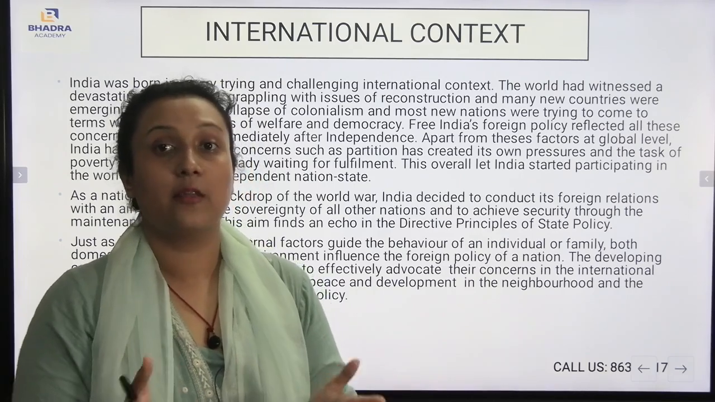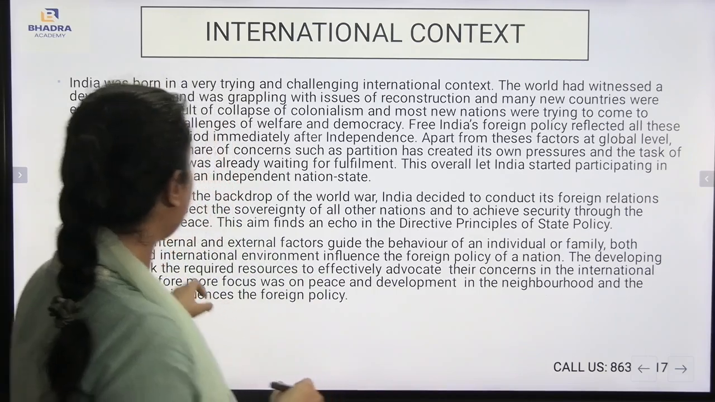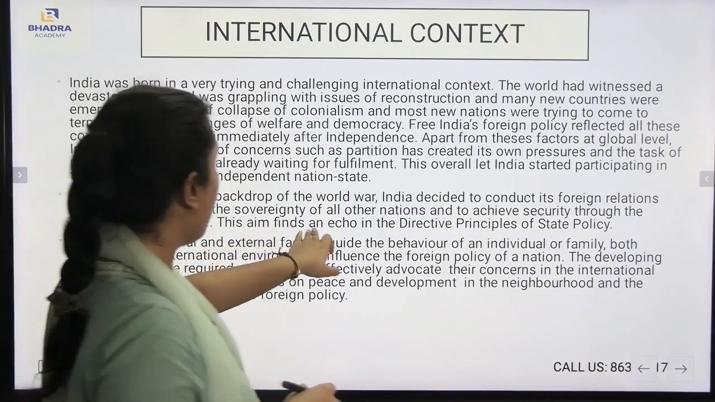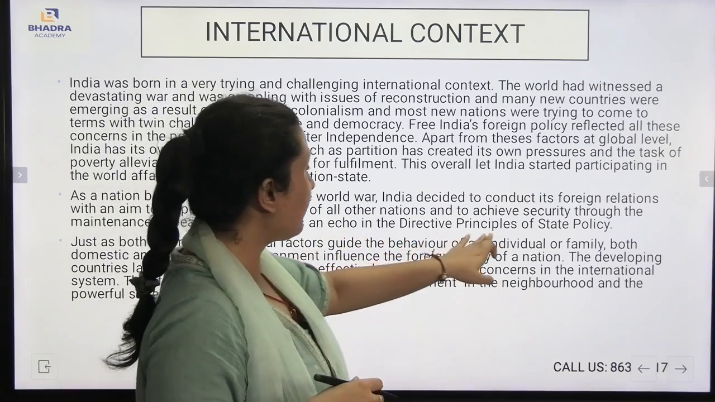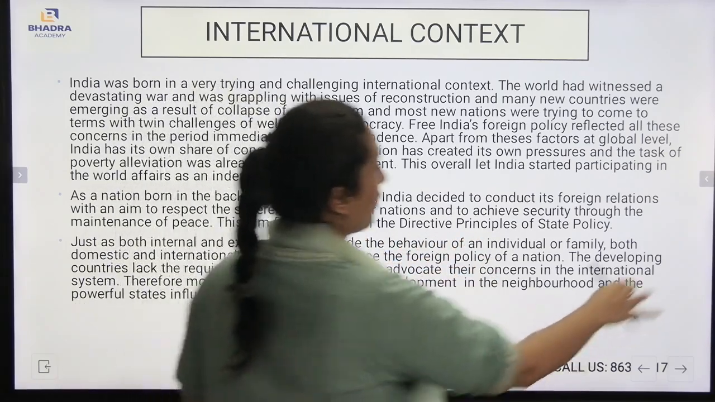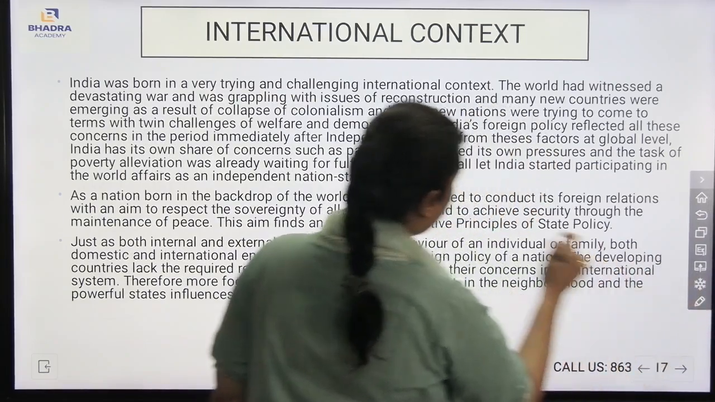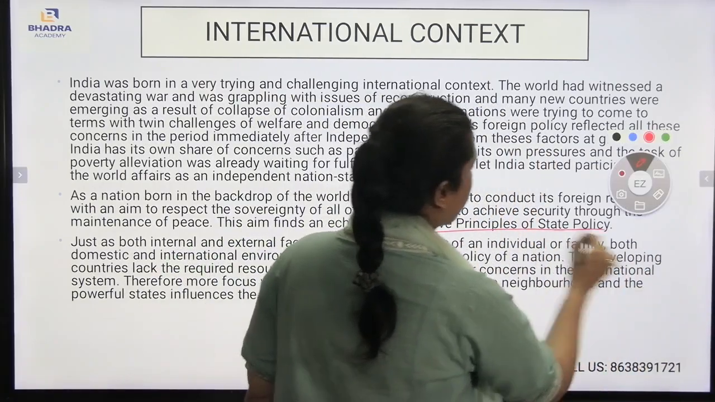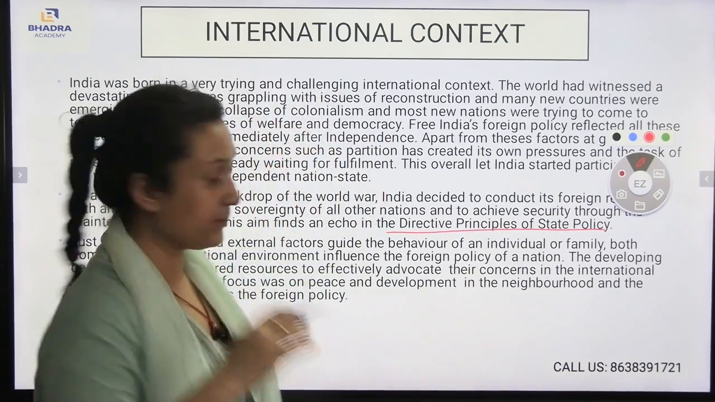Also, on the other hand, there will be peace in the particular country. This aim finds an echo in the directive principles of state policy. Very, very important. To maintain peace and sovereignty, this is being included in the directive principles of state policy.